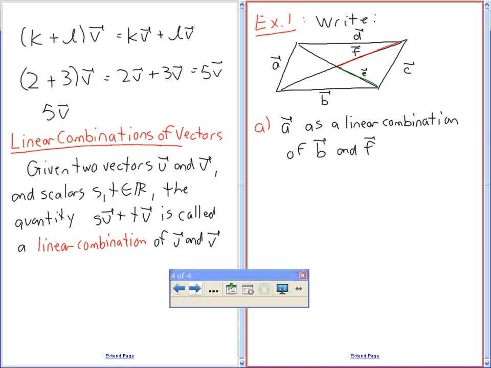So what I want you to do is write A in terms of B and F. Add up B and F somehow, combine them in some ways. So I want to get this, and all you're saying is: add B and F some way in order to make that happen. Can it happen?